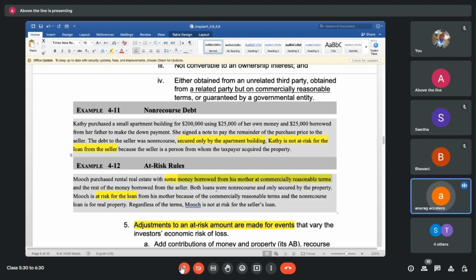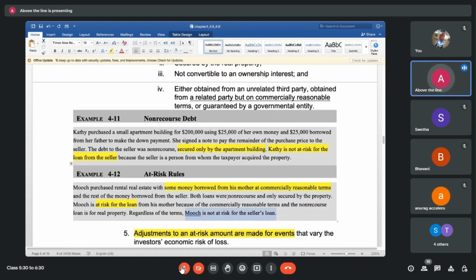Both loans were non-recourse and were secured by the property. Mooch is at risk for the loan from his mother because of the commercially reasonable terms, and non-recourse loan is for real property. Regardless of the terms, Mooch is not at risk for the seller's loan. So the seller is a third party. There is no risk here. It's a non-recourse loan.